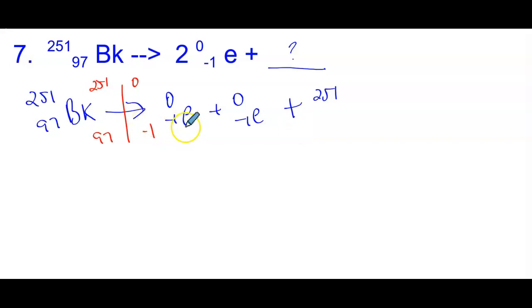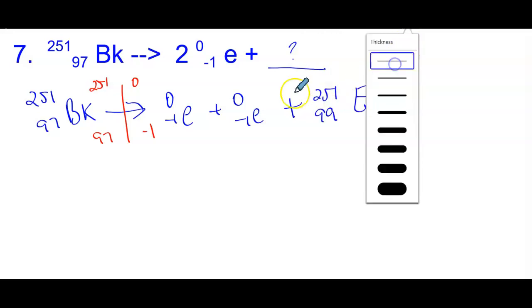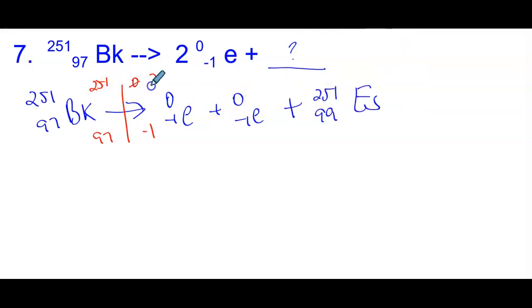Okay, and then I have -1 and -1. I need to get to 97, so I need 99. Because 99 plus or minus 1 plus or minus 1 would get me to 97, so that's Es. So we're going to double check that math. And we're going to see that this does in fact go to 251 because 0 plus 0 plus 251 is 251, and -1 plus -1 plus 99 is 97. So we are done. We ended up producing an Einsteinium.